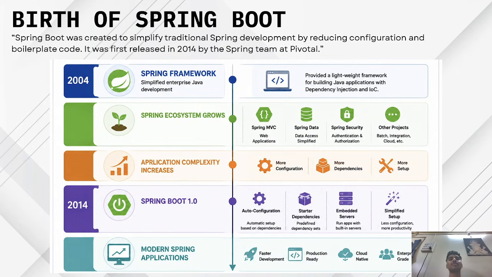Spring Boot was created to simplify traditional Spring development by reducing the configuration and boilerplate code. It was released back in 2014 by the Spring team at Pivotal. Here you can see that in 2004 the Spring framework was designed, and then in 2014 Spring Boot 1.0 was released. Here you can see the configuration settings as mentioned in the slide.